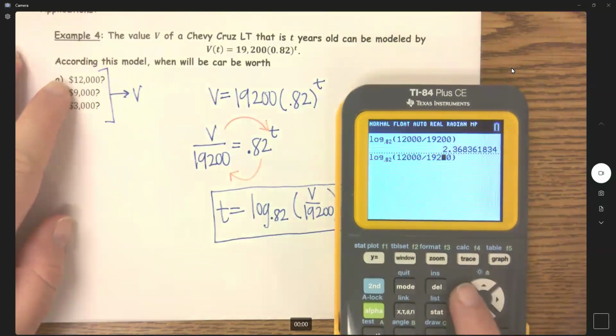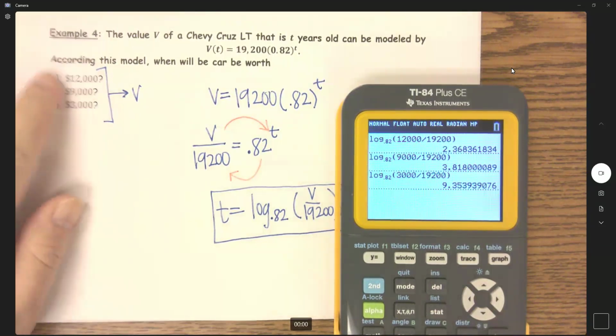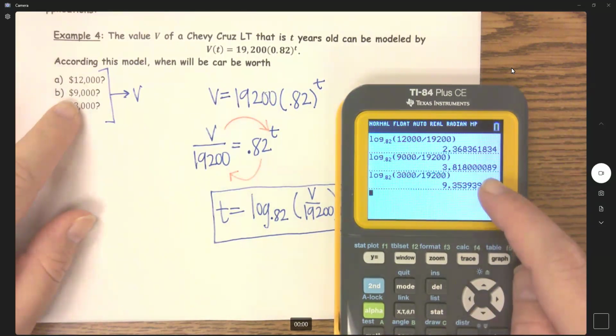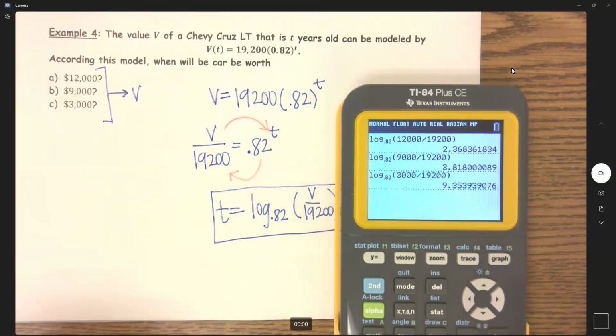Go up here and edit and change this to 9,000. And then change it to 3,000. So there's your A, B, and C. It's worth 12,000 after about 2.4 years, 9,000 after about 3.8 years, and 3,000 after 9.4 years.